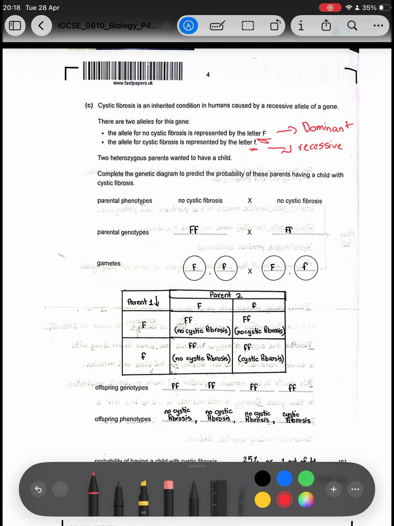Two heterozygous parents wanting to have a child complete the genetic diagram to predict the probability of these parents having a child with cystic fibrosis. So the parental phenotypes are no cystic fibrosis for both of them, and the genotypes are capital F, small f, and capital F, small f for both.